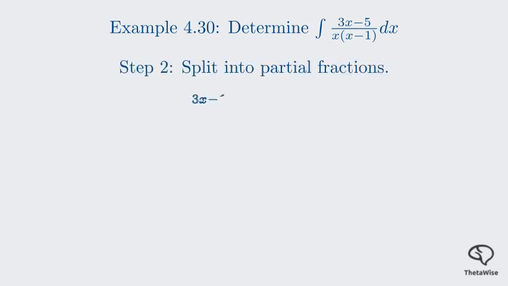Let's move on to an example that requires less work. Here, the denominator is already factorized for us. We can immediately jump to step 2, separating the fraction into its partial fractions. We have two distinct linear factors, x and x minus 1. So we write a over x plus b over x minus 1. This is the correct form for this decomposition.